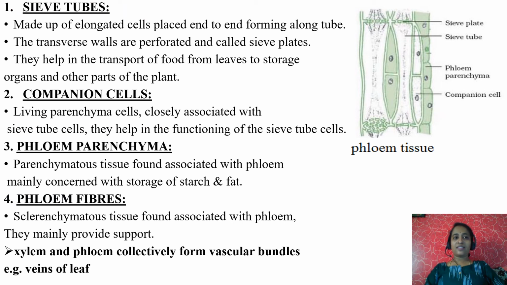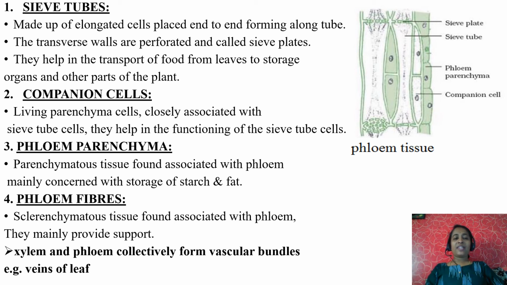First, let's discuss sieve tube. Can you see in the picture where the sieve tube is exactly? Sieve tube is made up of elongated cells placed end to end forming a long tube. The transverse walls are perforated, with small holes present in the transverse wall, called sieve plate. Can you see the sieve plate? In between you can see small holes or pores. They help in transport of food. Sieve tubes help in transport of food from leaves to storage organs and other parts of a plant.